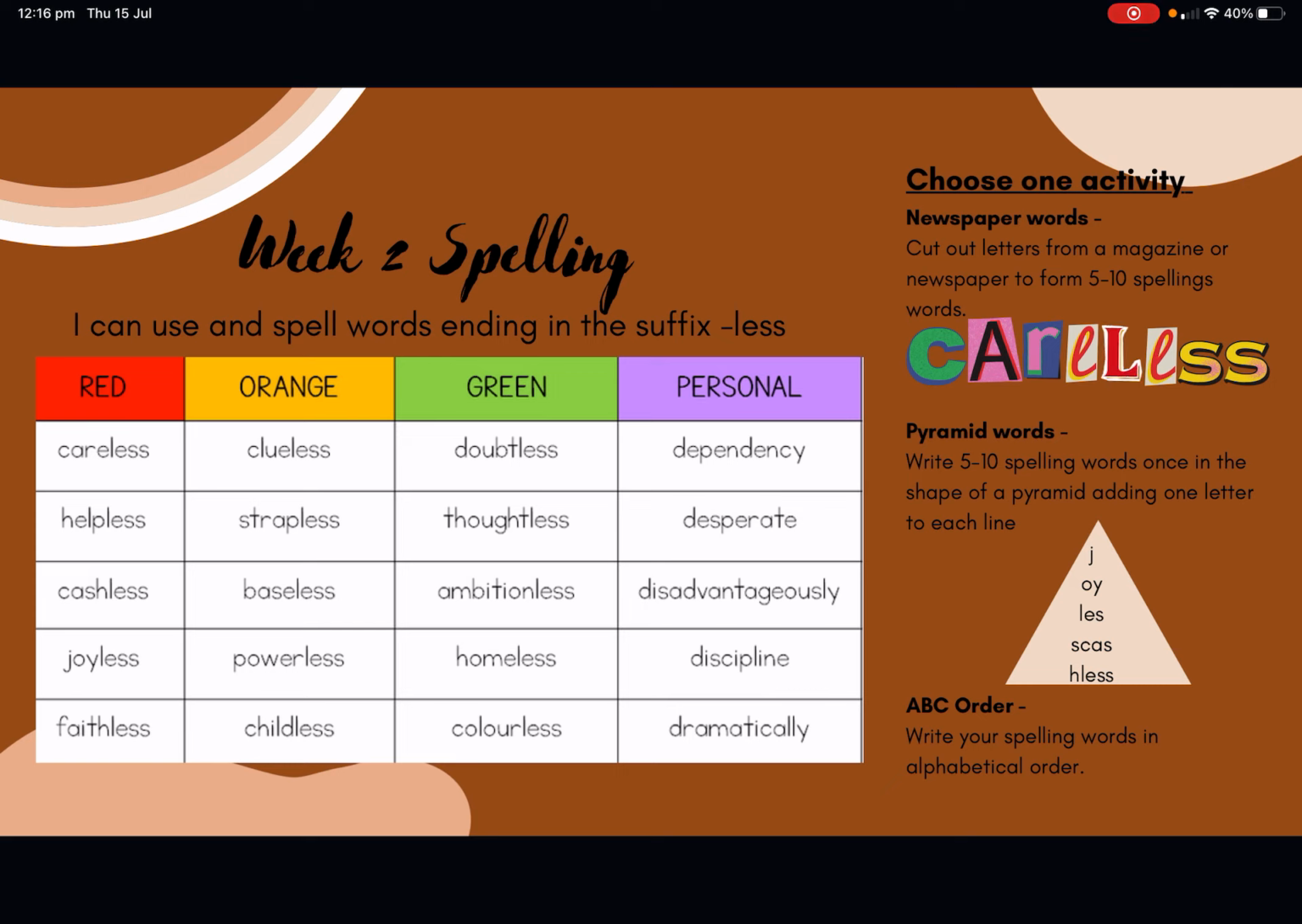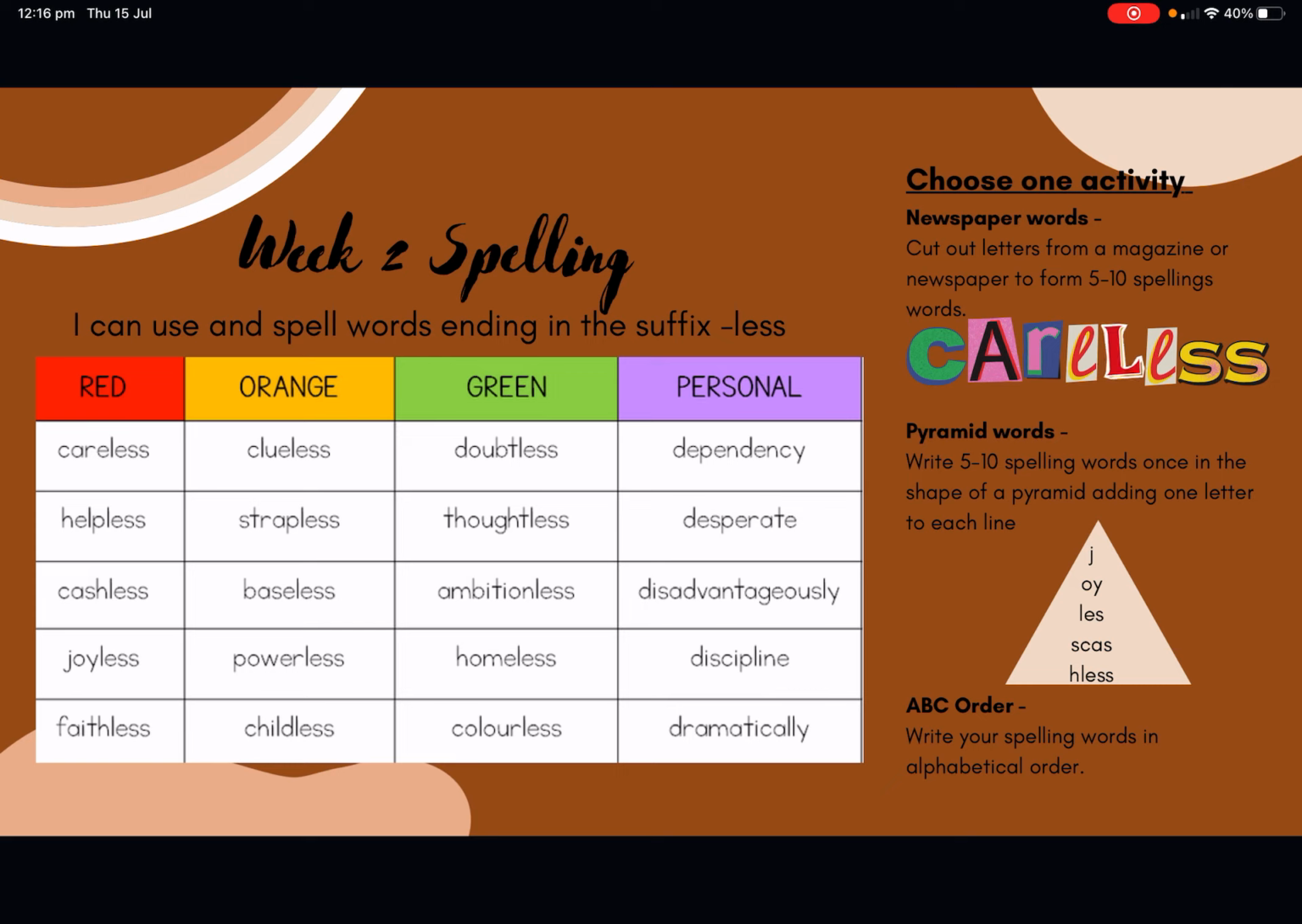In the red column, we have the words careless, helpless, cashless, joyless, and faithless. In the orange column, we have clueless, strapless, baseless, powerless, and childless. In the green column, we have doubtless, thoughtless, ambitionless, homeless, and colourless. In the personal words, now remember the personal words, you only have to choose 3 if you are up to them.